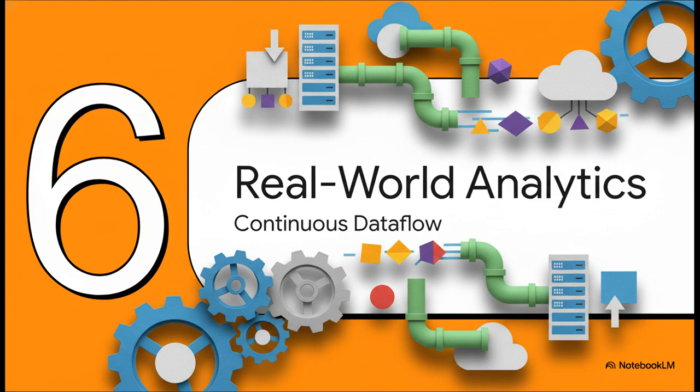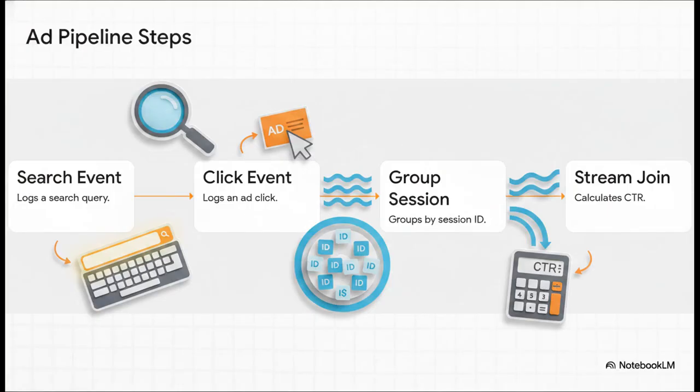Let's ground all this theory in reality. Section 6, Real-World Ad Analytics. Let's walk through a real advertising analytics pipeline. Say a user types a search query. That generates our first event. A few moments later, they click an ad. Boom, our second event. To figure out our click-through rate, we need to seamlessly match these two distinct events together. By grouping them by the same session ID within a specific time window, the Dataflow engine executes what's called a stream-stream join, calculating that click-through rate dynamically, completely on the fly.